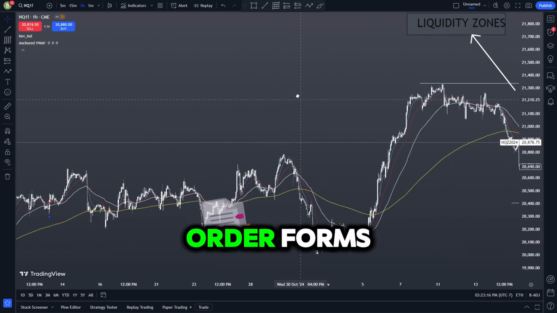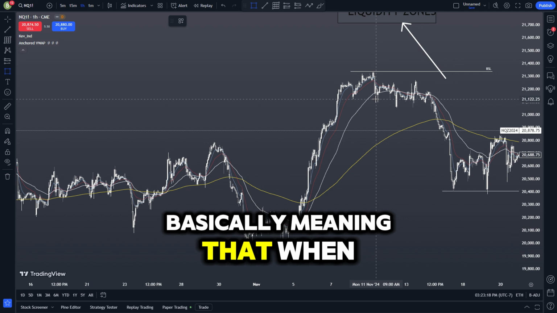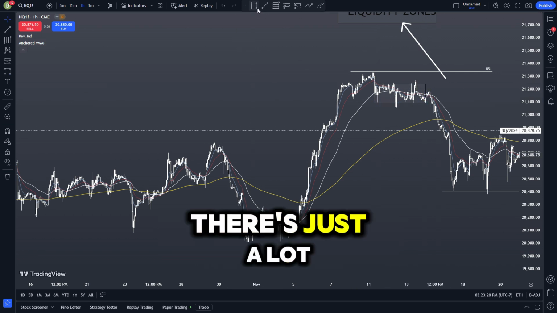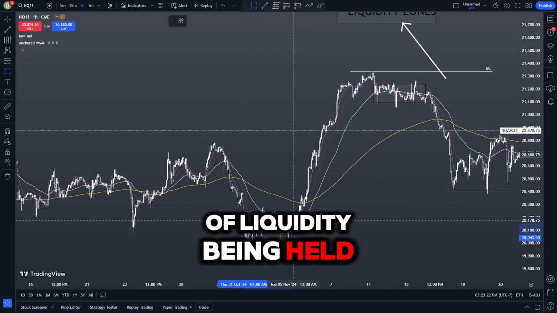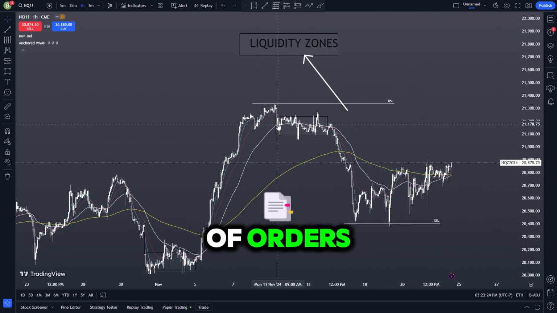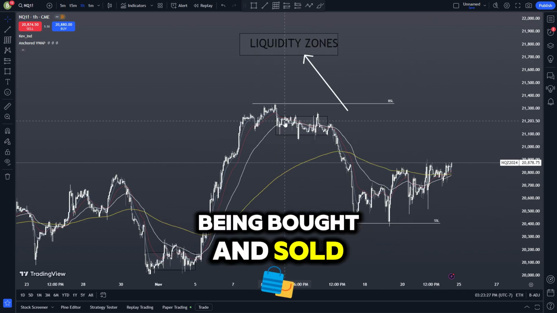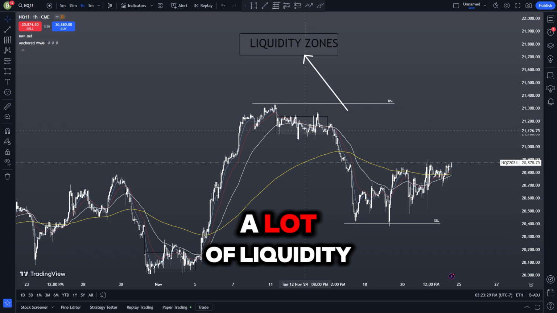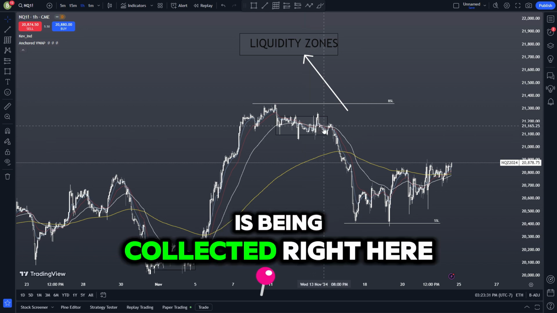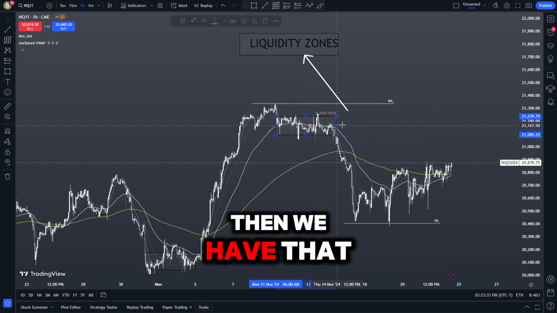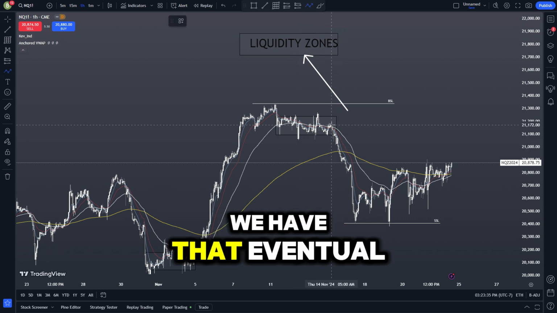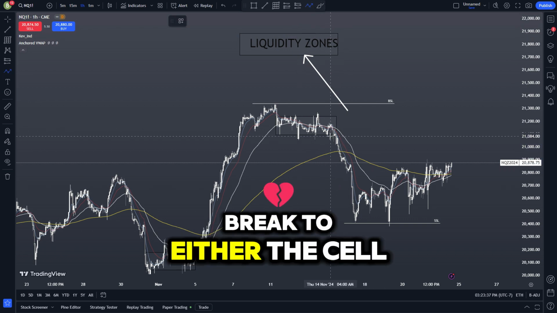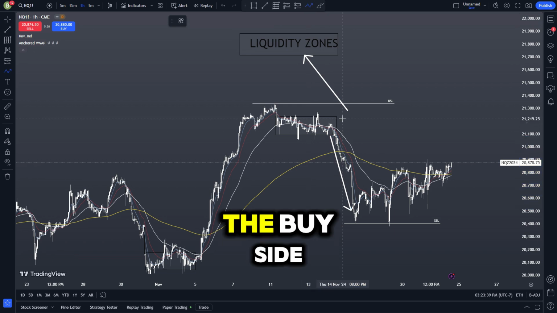Liquidity also comes in order forms, basically meaning that when we consolidate, a lot of liquidity is being held up here because a lot of orders are being bought and sold right here. So a lot of liquidity is being collected right here. Then we have that eventual pop, that eventual break to either the sell side or the buy side.